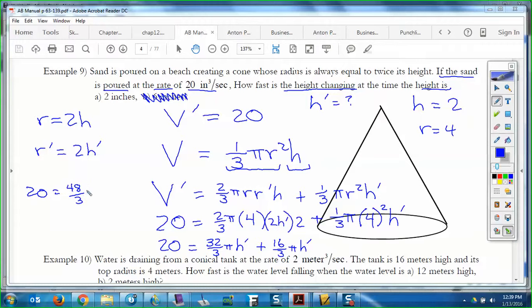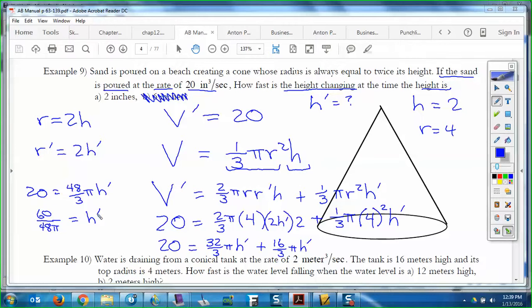48 thirds pi h prime. Now again, at some point, if you're not confident in this, you could have put this in your calculator, instead of h prime called it x, and solved for x, right? You could have done that. So now I just need to invert and multiply, so that'd be 3 48ths times 20, that'd be 60 48ths. And then I've got to divide by pi also, so the pi would go to the bottom. I think that would be h prime.